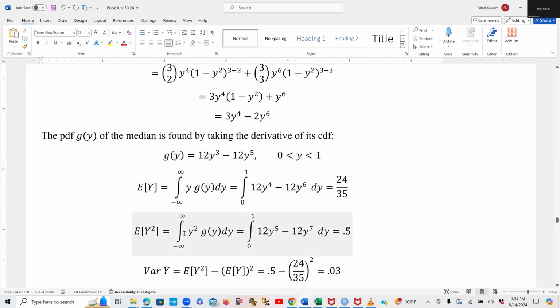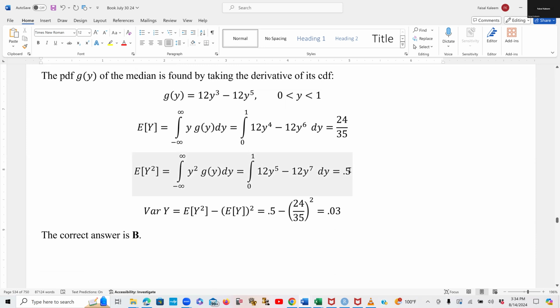Similarly, E[Y squared] will be the integral of y squared against the PDF. When I multiply g(y) with y squared, I get 12y^5 minus 12y^7. Now I integrate this and substitute the limits, and I end up with 0.5. Don't forget to integrate first. It's a very common mistake in these kinds of problems to see this expression, think the integral is so easy that you forget to integrate it, and just try to substitute the limits in the expression. But you first have to integrate it and then substitute the limits.